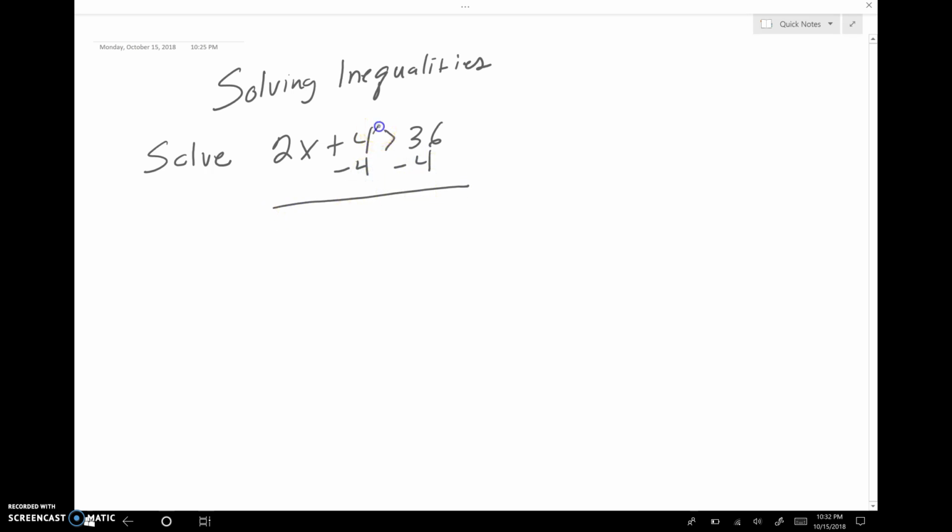We have 4 minus 4, which gives us 0. And then we have 2 times x is greater than 36 minus 4, which is 32. The next step would be to divide both sides by 2. So we have x is greater than 32 divided by 2, which is 16.